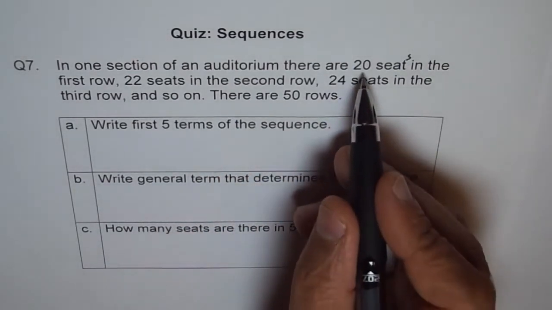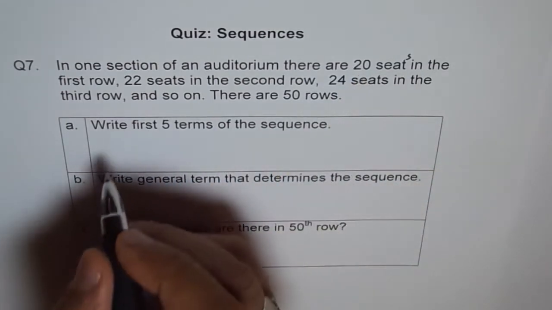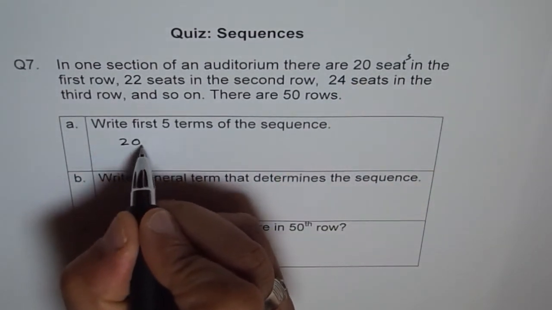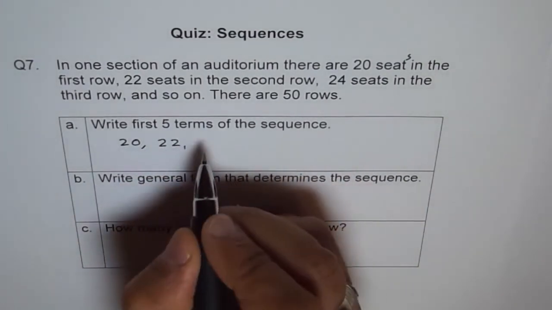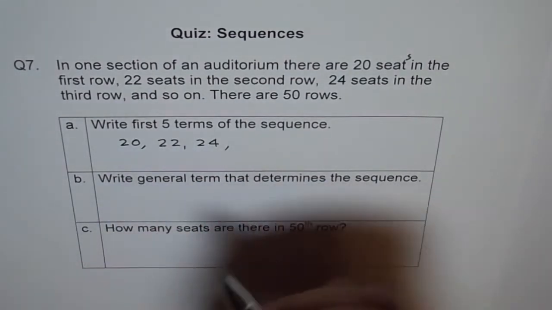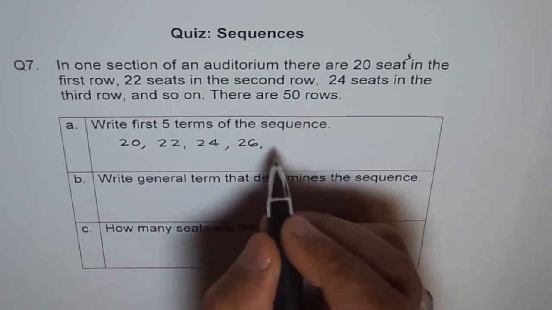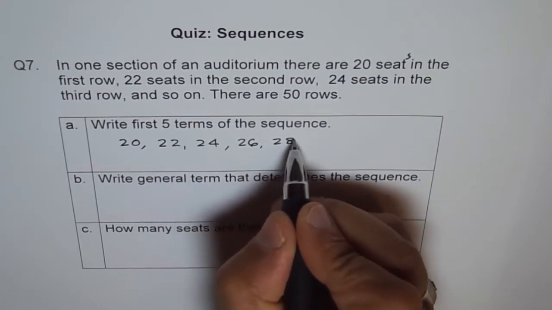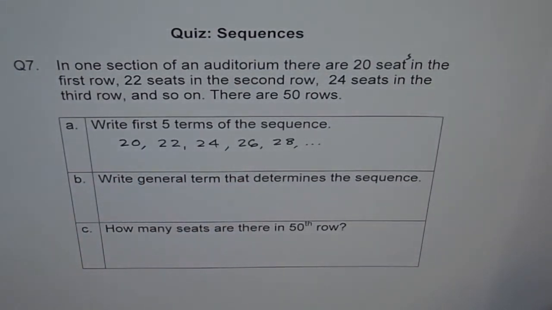So the sequence really starts from row 1, which has 20 seats. So we can write like this, right? 20. Next is 22. And then it is 24. It's going up by 2 each time, right? So the next term should be 26, and 26 plus 2 gives me 28. So like this it is going on. So these are my first 5 terms, correct?